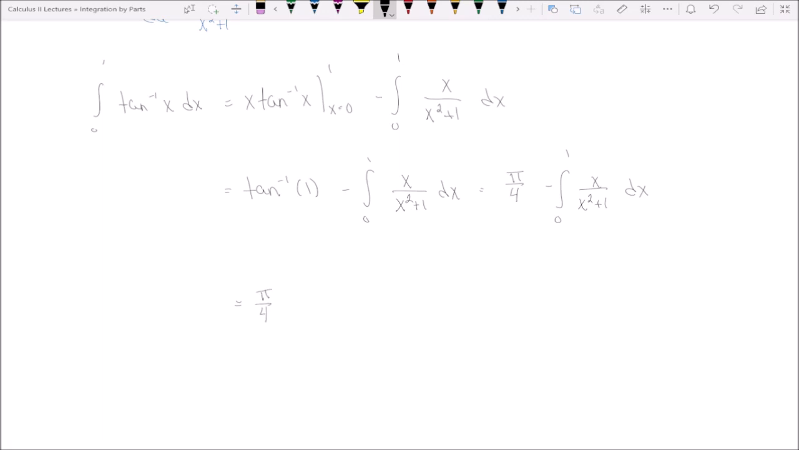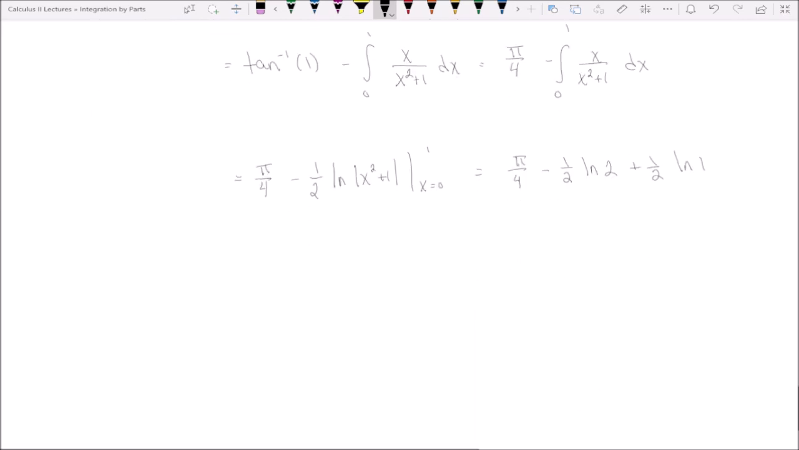Right. Now, that second integral is a simple change of variable. And what we'd see is this would wind up giving us minus 1 half log of the absolute value of x squared plus 1. And that is evaluated, again, from x equals 0 to 1. So we get what? Log of 2, that's when x is equal to 1. Then we get plus a half log of 1. And of course, log of 1 is simply 0. And so what we find is this evaluates to pi over 4 minus a half log of 2. Or if you wanted to, we could write it as pi over 4 minus log of root 2. Either answer would be acceptable.